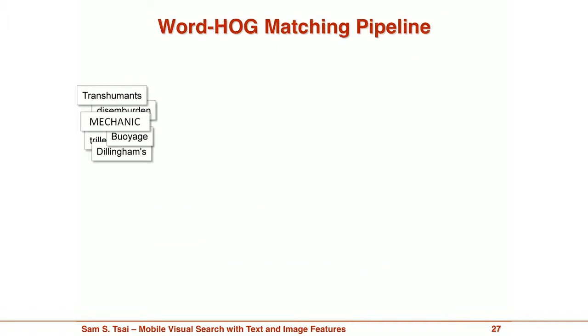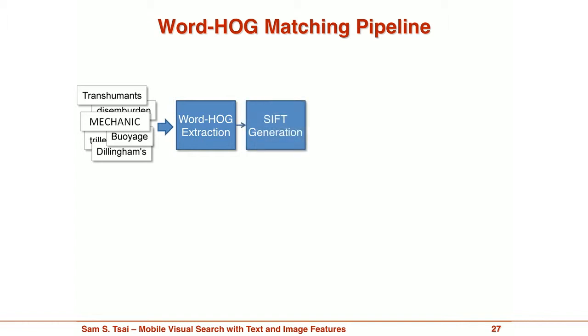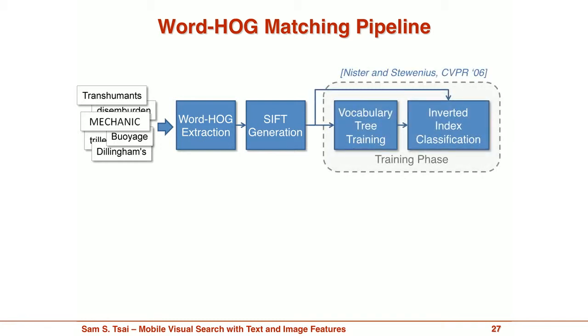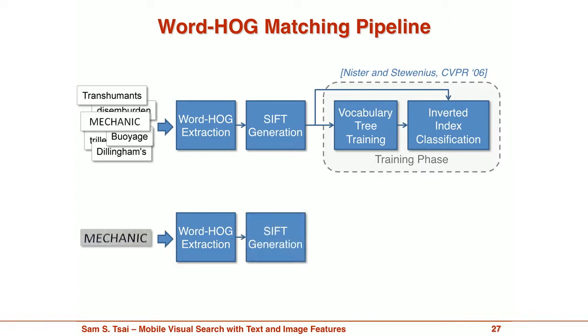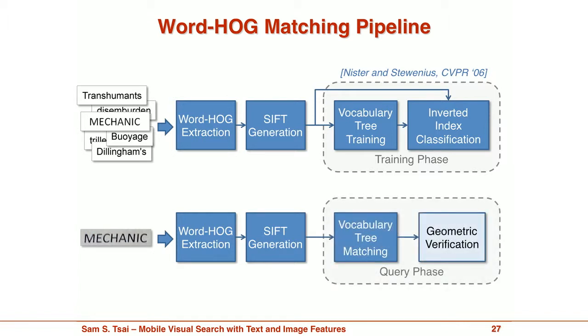Now, how do we do Word-HOG matching? Given a set of word images, we first perform Word-HOG extraction. Using these Word-HOGs, we generate the SIFT descriptors. And using the SIFT descriptors, we train a vocabulary tree-based matching pipeline. In the pipeline, each Word-HOG corresponds to one database entry. Thus, given a query image, we extract the Word-HOGs, generate the SIFT descriptors, and use the descriptors to perform vocabulary tree-based matching.